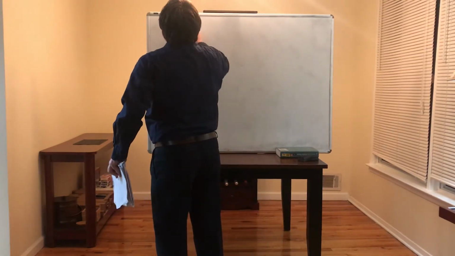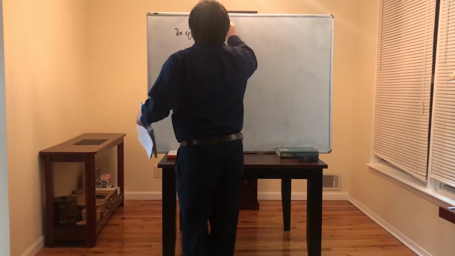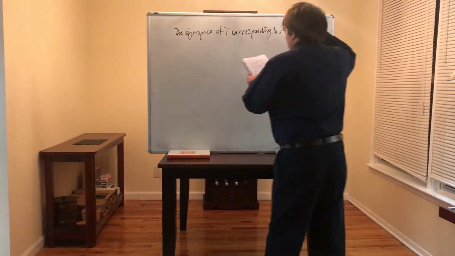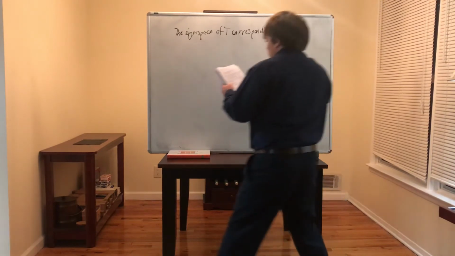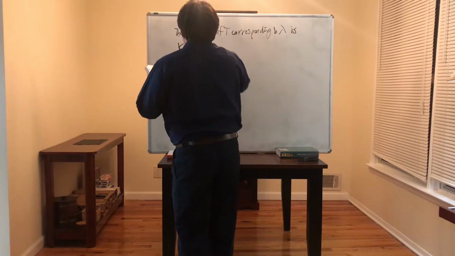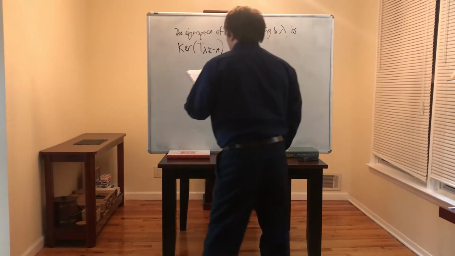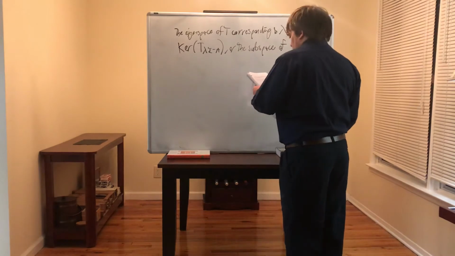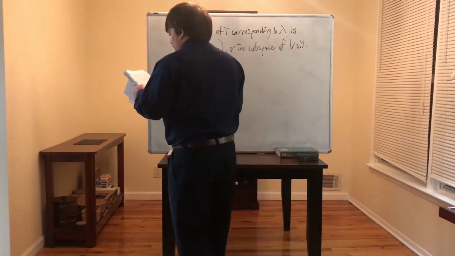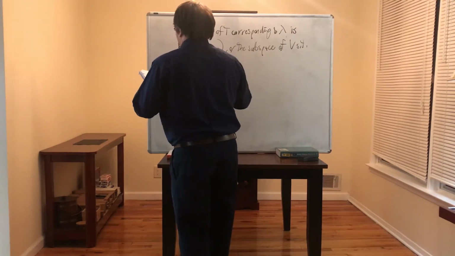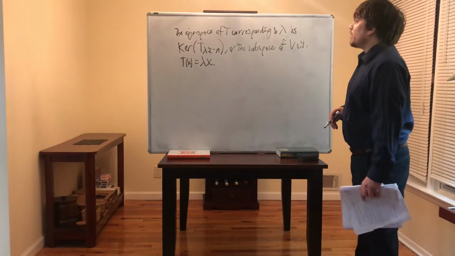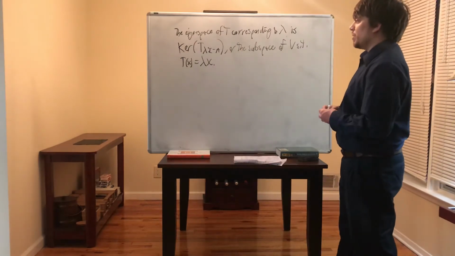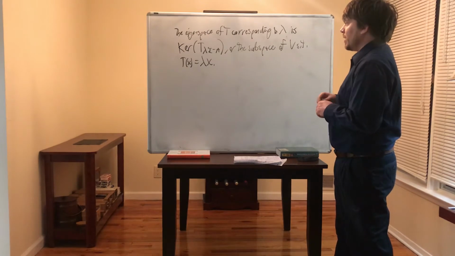Okay, so the eigenspace of T corresponding to lambda is the kernel of T sub lambda I minus A, or the subspace of V such that T of X is equal to lambda X.